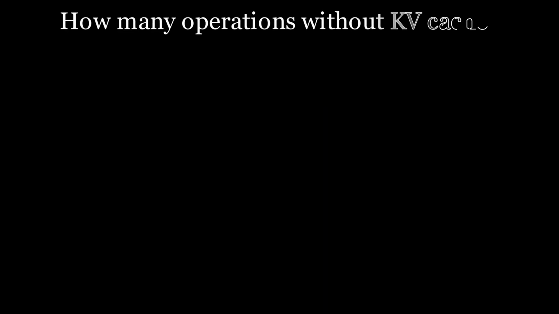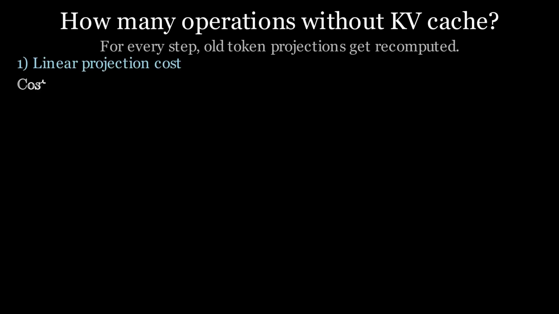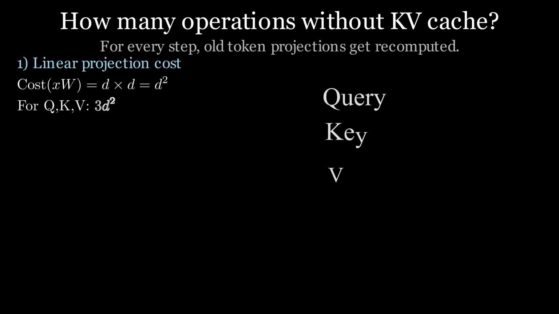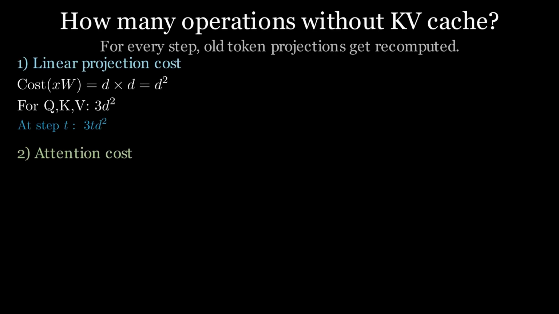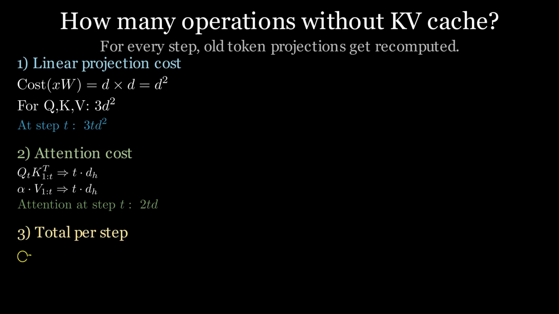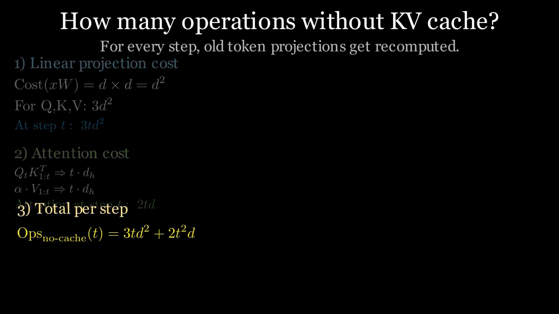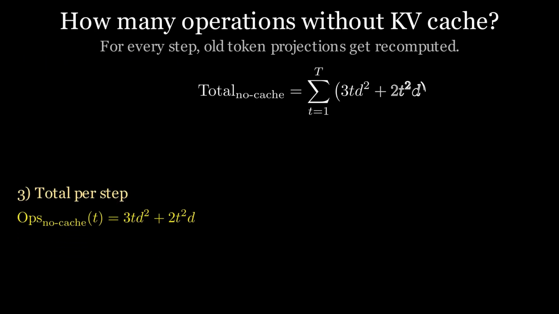First will be the cost of the linear projection. Since we are performing it for query, key and value, it will be 3d². Second is the cost of attention. For computing the dot product of query and key for each head, it will be t times d_h, which is t times d across all the heads. Then for computing this part, the cost will also be t times d. Hence the total attention cost per step would be 2 times t times d. Then the total per step cost would be this, and for the whole generation up to t tokens it will be this.